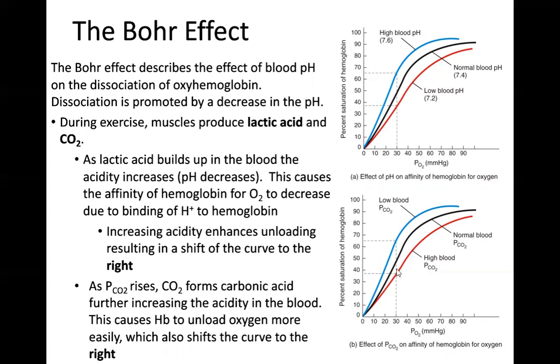So far, we've got two things that can cause a shift to the right. I would make it like a list. So write out shift to the right, decreased blood pH, increased blood PCO2. So those two things affect the curve by shifting it right. Shift to the right caused by low or decreased blood pH and high blood PCO2.